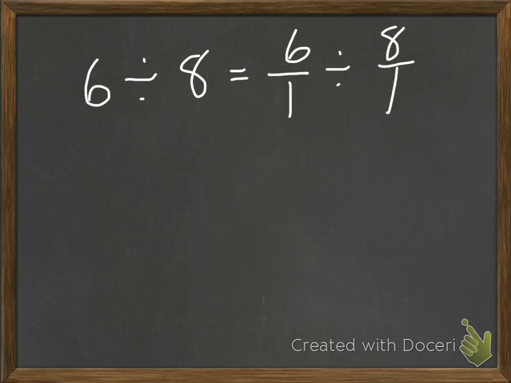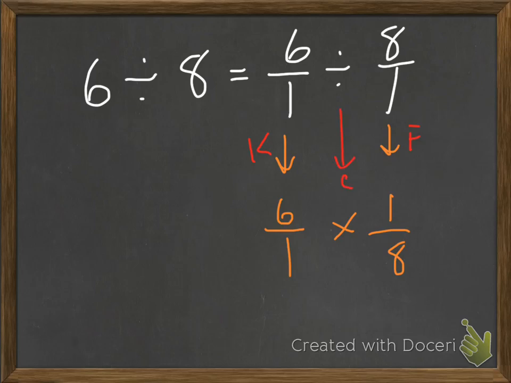And then we're going to do our keep, flip, change. Keep, flip, change. Now we can go ahead and multiply across.